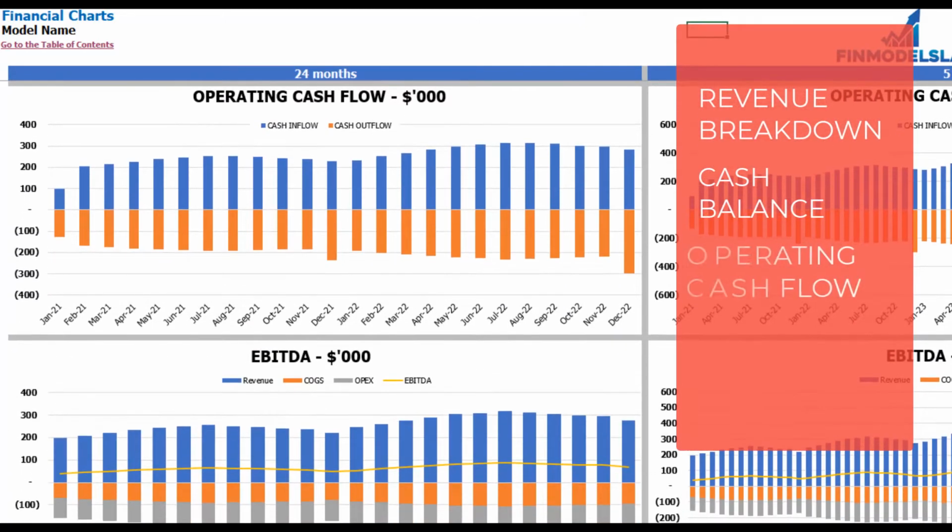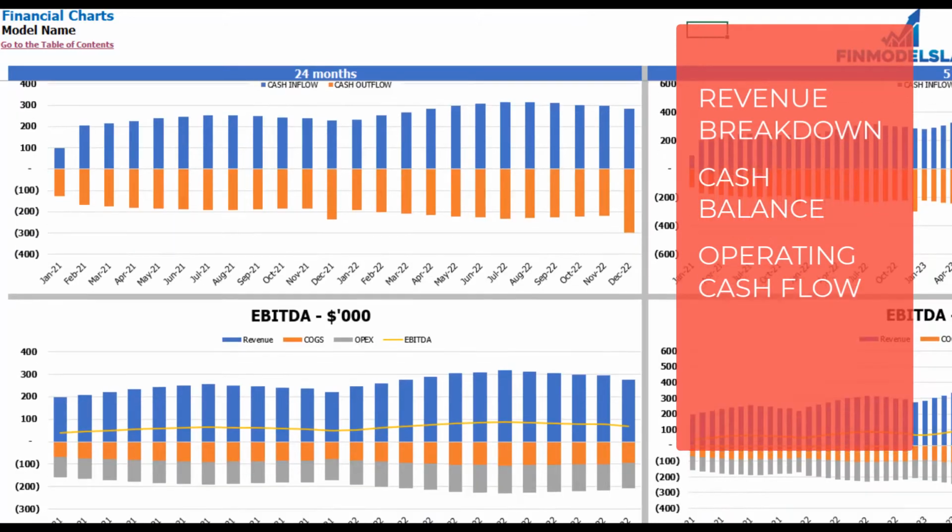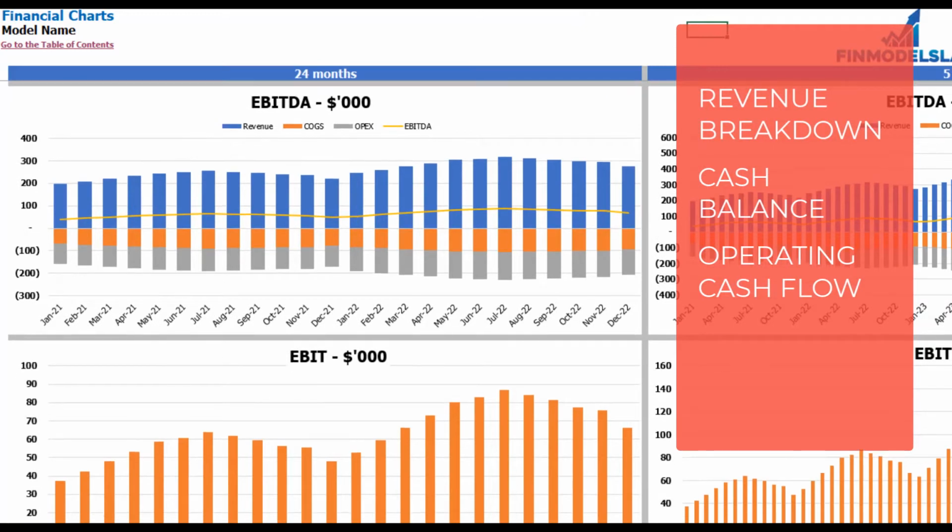The next couple of charts will show you the operating cash flow, broken down by cash inflow and cash outflow. The next couple of charts will show you the EBITDA breakdown, which is revenue, COGS and OPEX. And finally, as a yellow line, you may see the resulting EBITDA value by months. And on the last couple of charts in this tab, you may see the EBIT value by months.